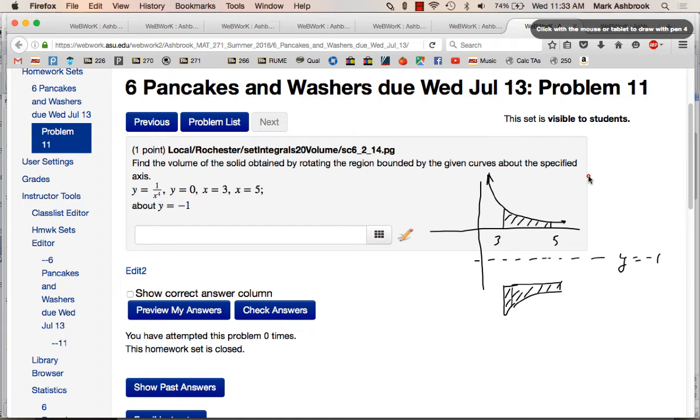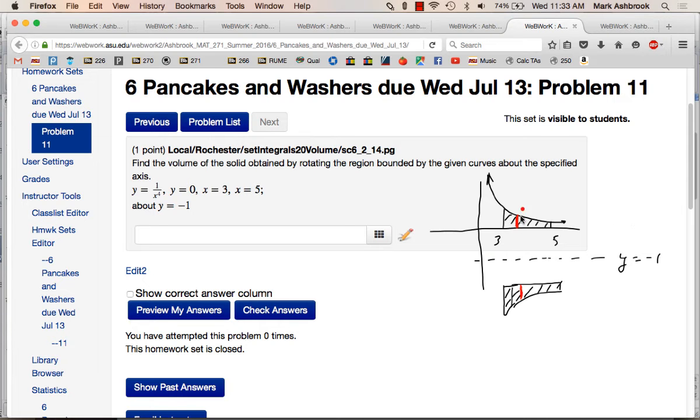Washers, because there's going to be a hole, right? If we're rotating about y equals negative 1, there's going to be a hole in the middle. And is it going to be dx or dy? Vertical strips or horizontal strips? Vertical strips. So here's a typical strip. And we think about rotating that typical strip about y equals negative 1. And at 180 degrees, we're there.